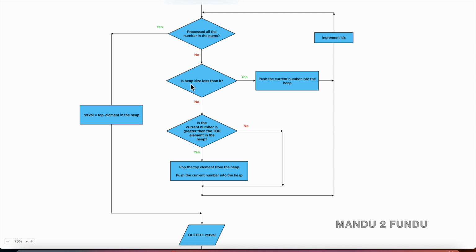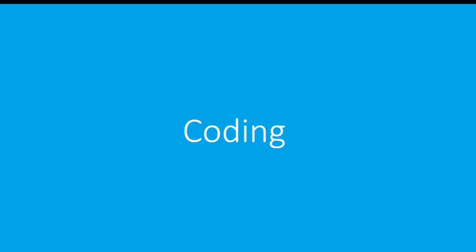Otherwise we check whether the heap size is less than k. If that is true, we push the current number into the heap, then we increment the index and process the next number. If the heap size is greater than or equal to k, then we check whether the current number is greater than the root of the heap. If that is true, we pop the element from the heap and then push the current number into the heap. Otherwise, we go ahead and process the next number. We repeat this until we process all the numbers in the input array, and finally we return the top element of the heap as the return value. Let's move on to coding.